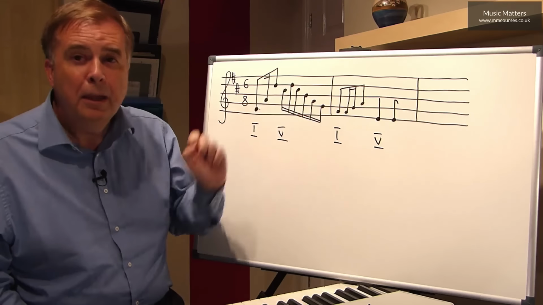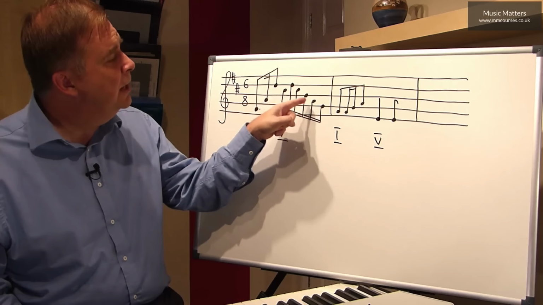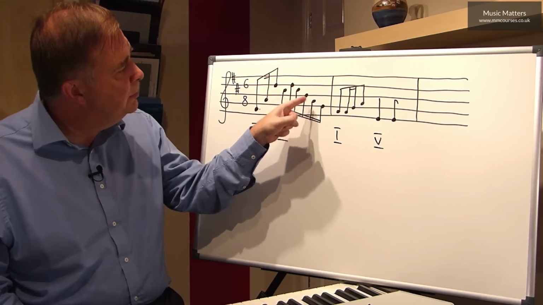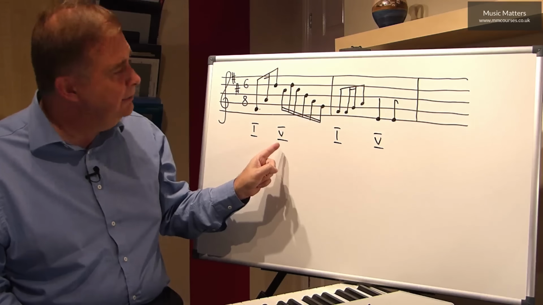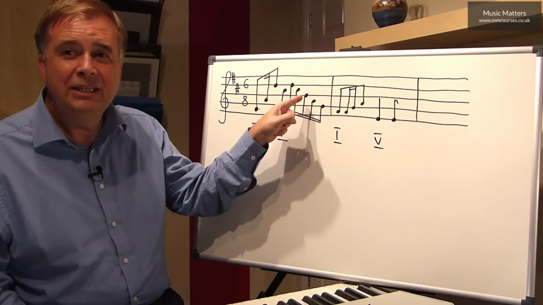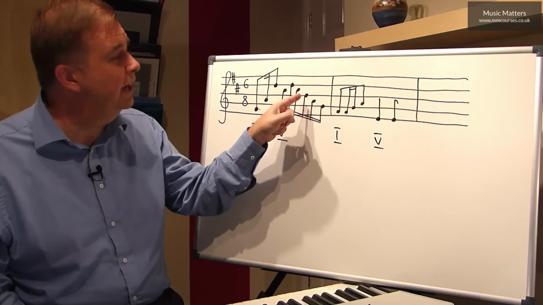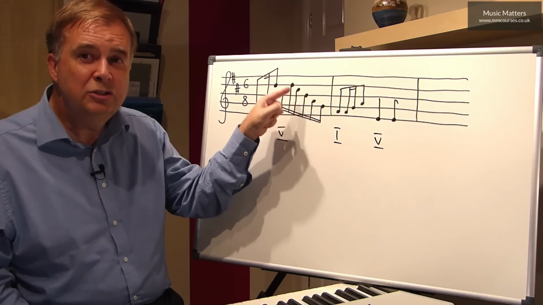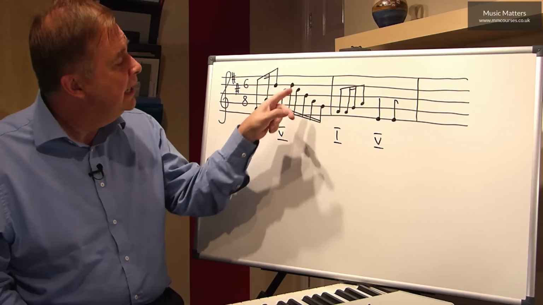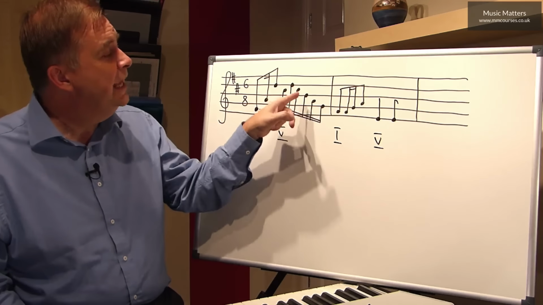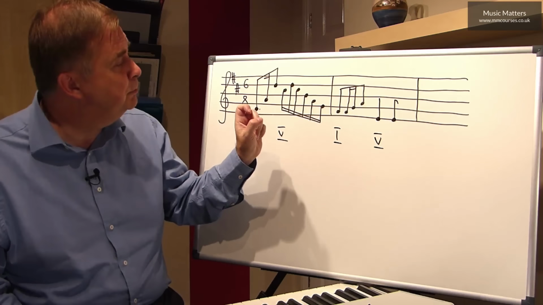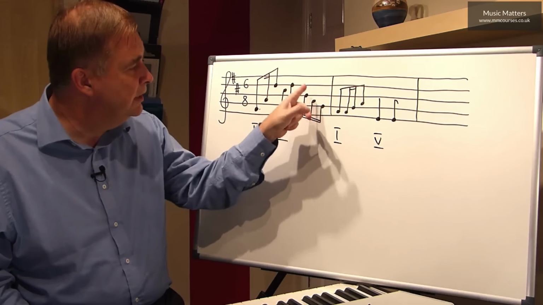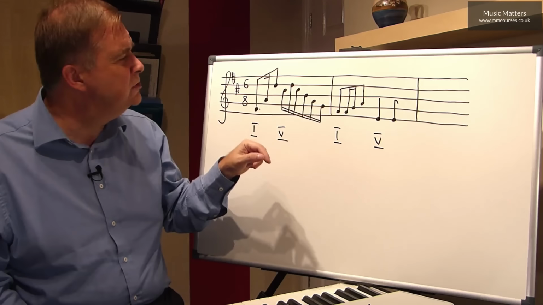We talked about these passing notes, notes that pass by step between harmony notes. Because C sharp and A belong to chord 5, B is an inessential note. It doesn't belong to chord 5, it just passes by step between two notes that do belong to chord 5. So that's a passing note. Furthermore, it's an unaccented passing note because it comes between this quaver and that quaver. It's just between those two quavers.